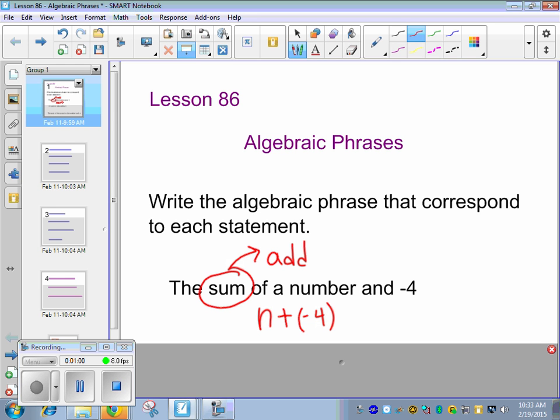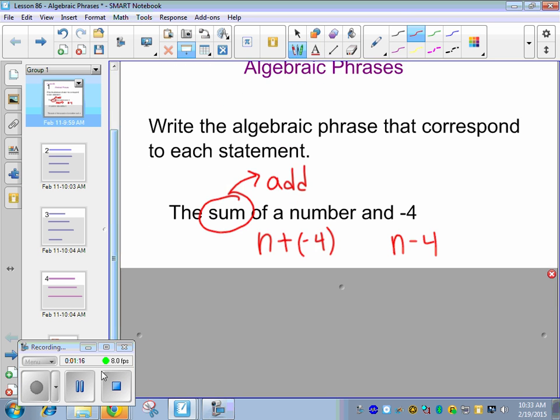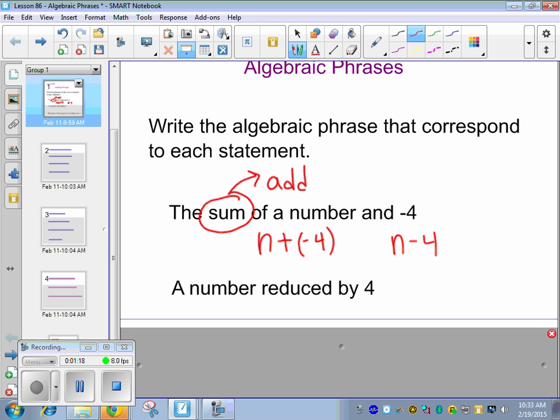Do I have to put plus a negative? No, I can just put n minus 4. I would count you correct either way. All right, write that down.